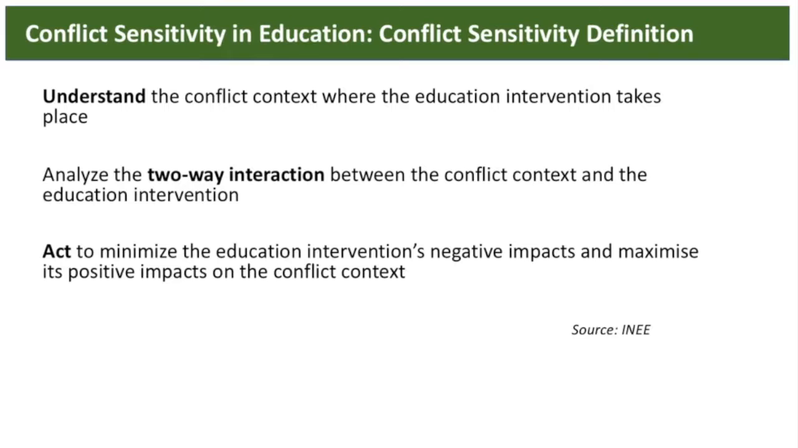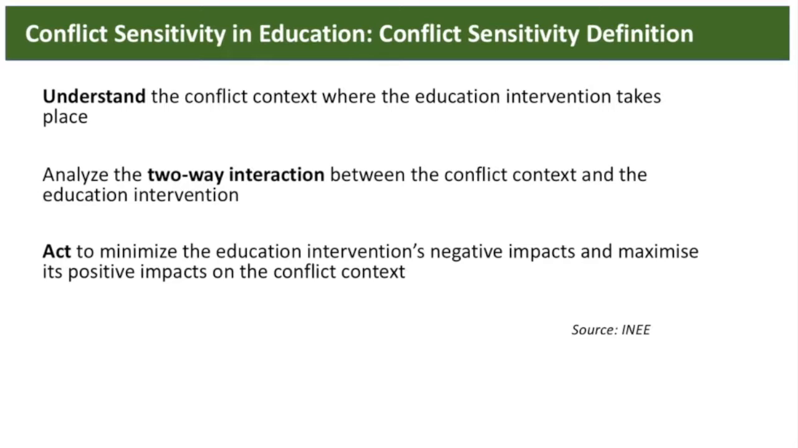The last component of the definition, acting to minimize the education intervention's negative impacts and maximize positive impacts, I think it's useful to look at how the intervention can build in flexibility and adaptability, specifically informed by its understanding of conflict and its relationship with those dividers and connectors. So for instance, how does the intervention use feedback loops to obtain data on its interaction with that context?